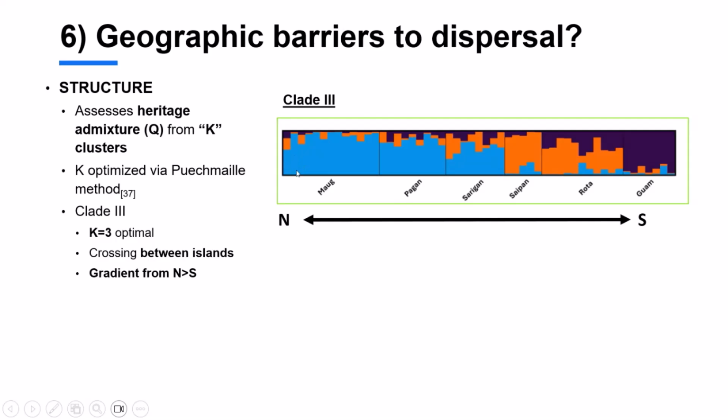Additionally, there is a north-south gradient that begins to occur. So the majority of the genetic heritage in the north was sourced from this blue cluster. The majority of the genetic heritage in these central islands was associated with this orange cluster. And the majority of genetic heritage in the south on Guam was associated with this dark purple cluster.